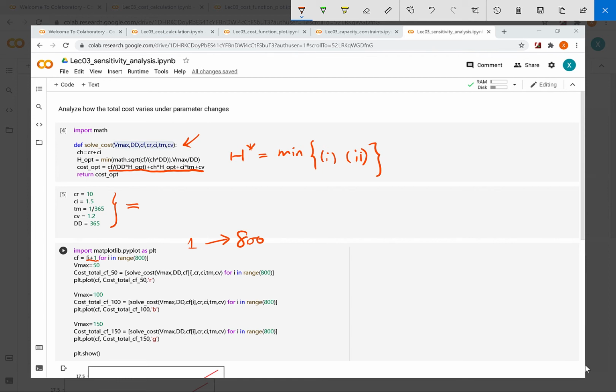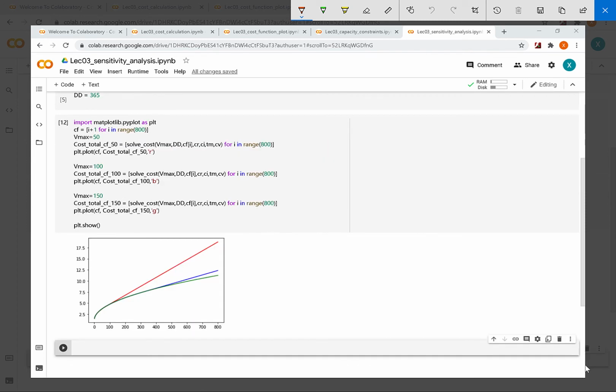To check how the cost changes for different fixed costs, we just create a list. Then we put the variation of the fixed cost, store all the total costs in a list, and then plot it. To show how the two cases affect our observations, we compare different capacity. So let's see the results.